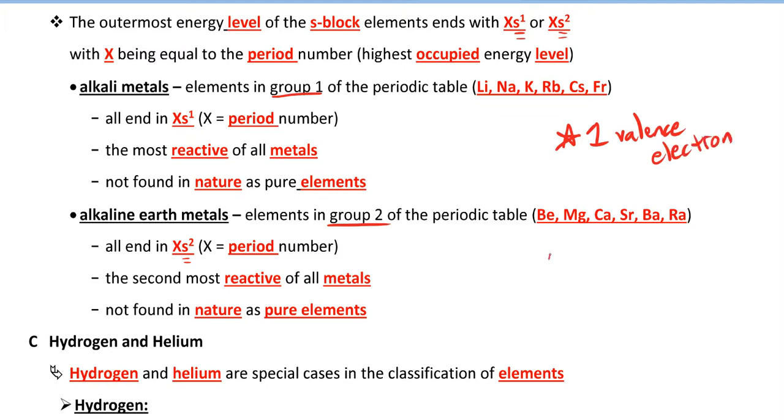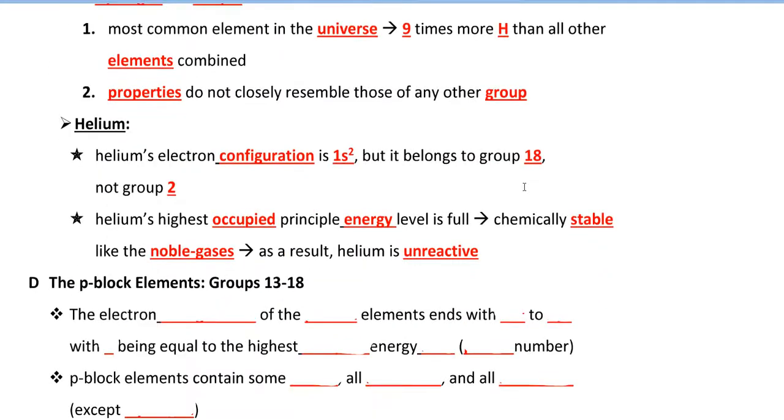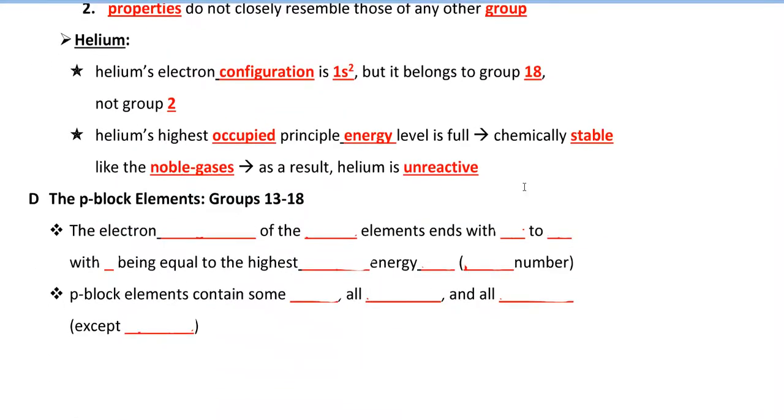And alkaline earth metals have 2 valence electrons. And this is why they have similar chemical properties, chemical behavior, because they have similar numbers of valence electrons. Okay, now let's take a look at the next block of elements based on electron configuration.